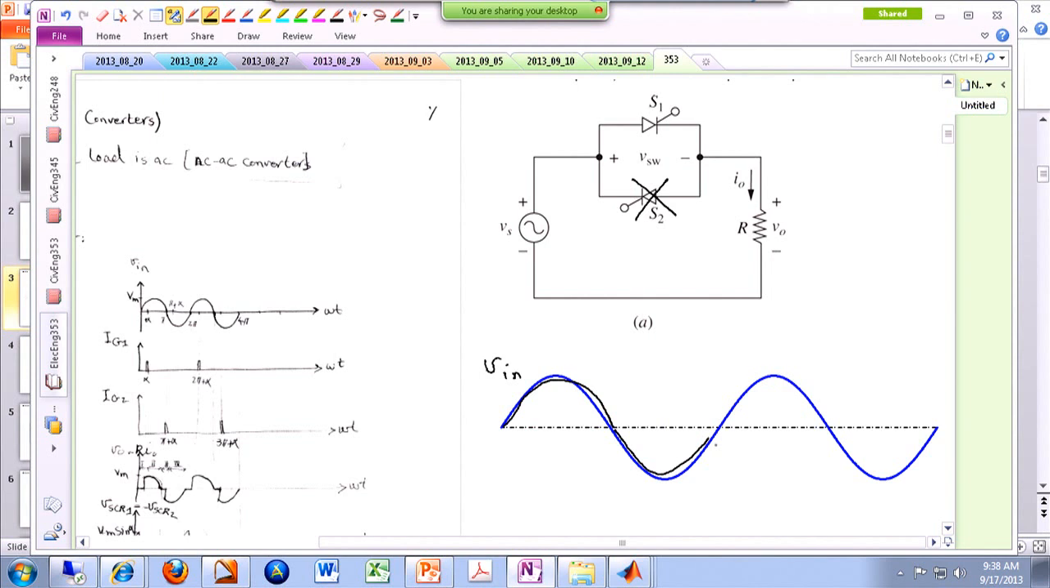So the idea is, using only SCR number 1, we can actually have some sort of control over here. What if I put another SCR over here, in parallel with that, and flipped, and use SCR number 2 to deliver power when the input voltage is negative? So this is the very basic, simple idea.